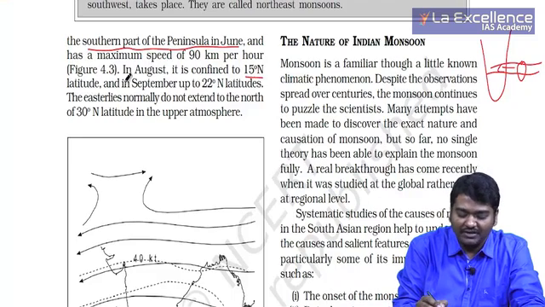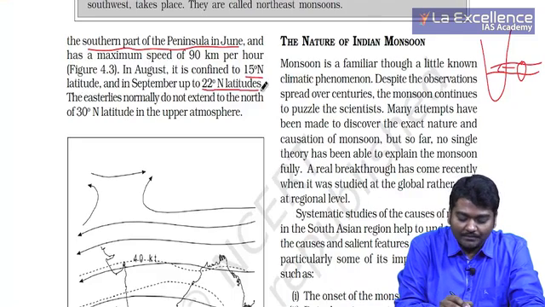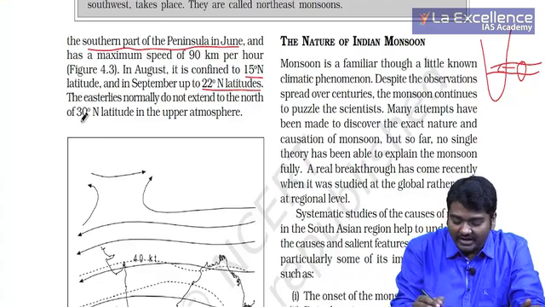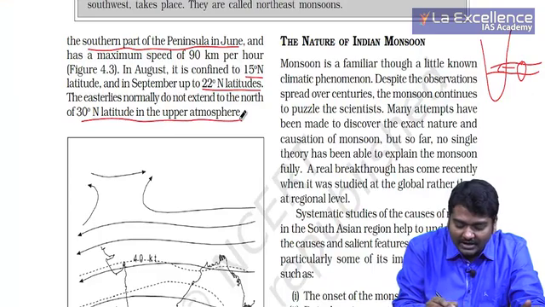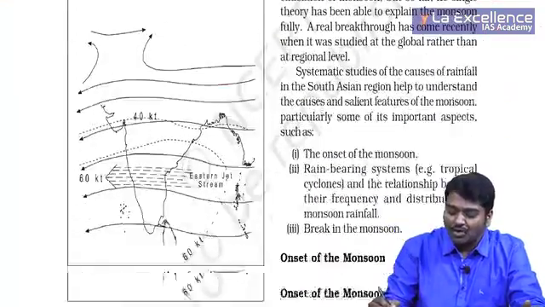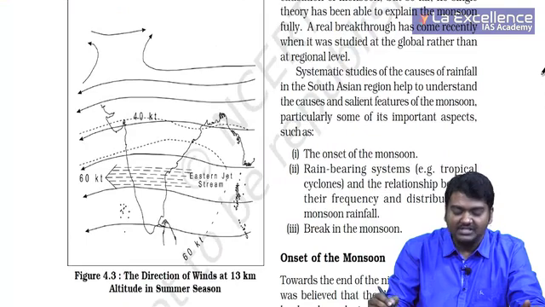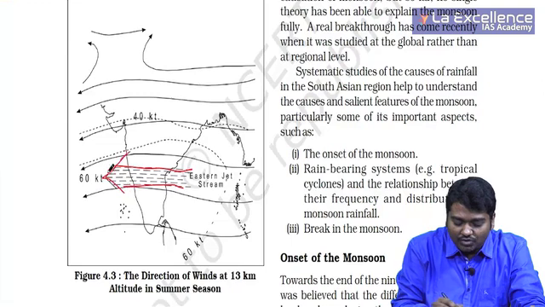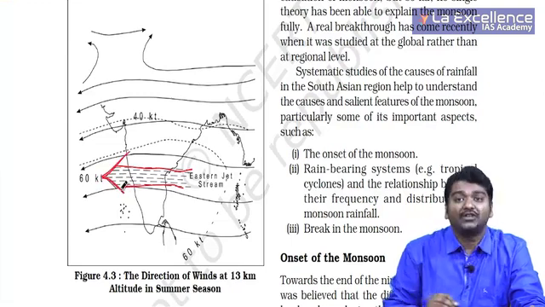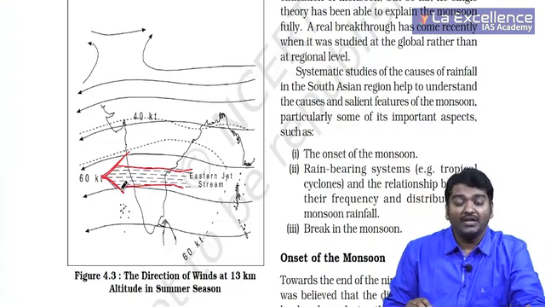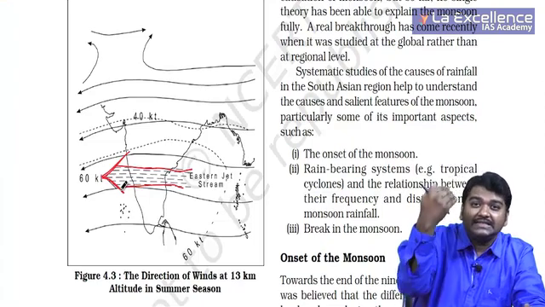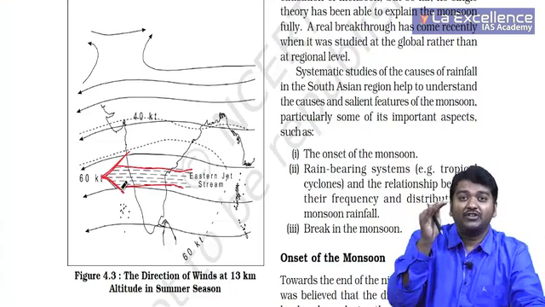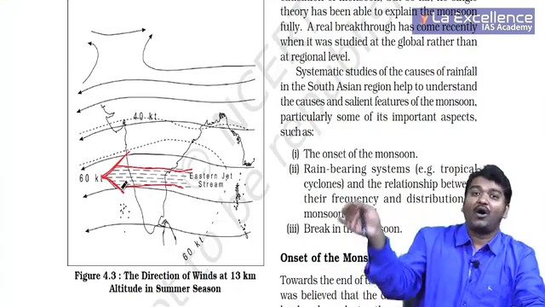In August it is confined to 15° north, and in September to 22° north. The easterlies normally do not extend to the north of 30° latitude in the upper atmosphere. Usually most of the winds or jet streams are from west to east. This jet stream occurs from east to west, mainly because of the movement of the ITCZ. So whenever the ITCZ shifts, the jet stream moving along it may also move.